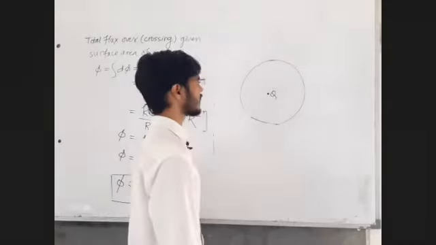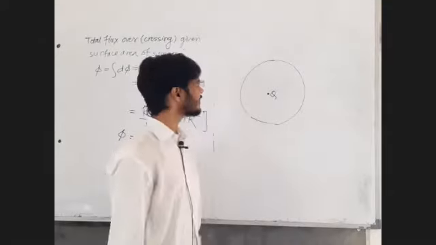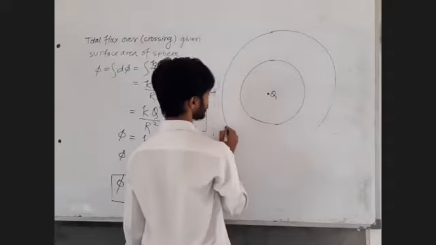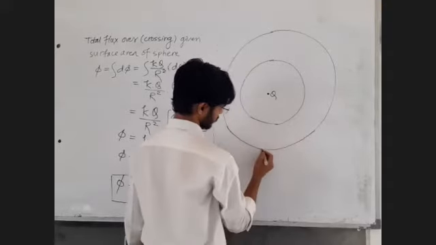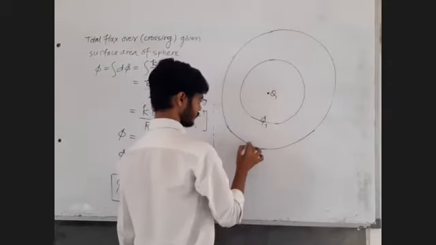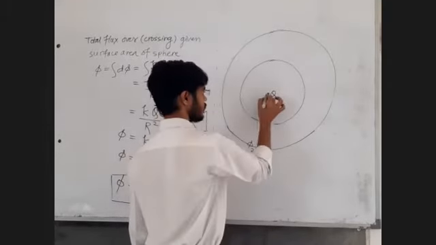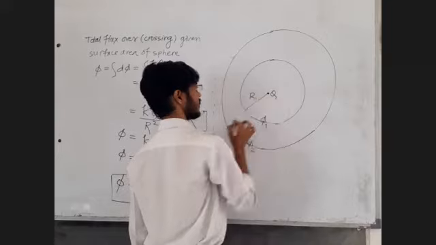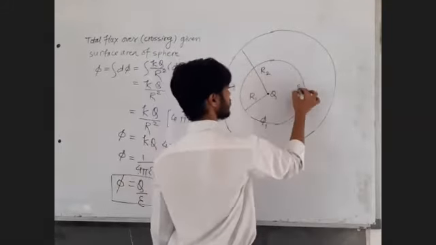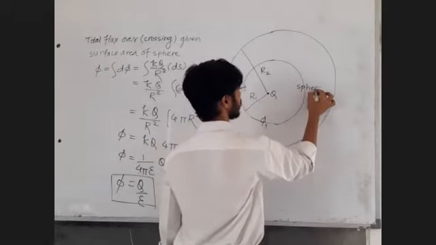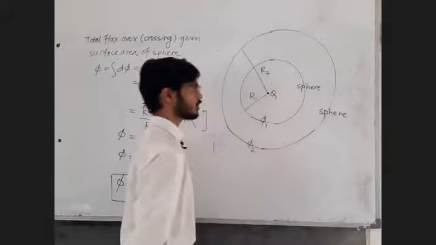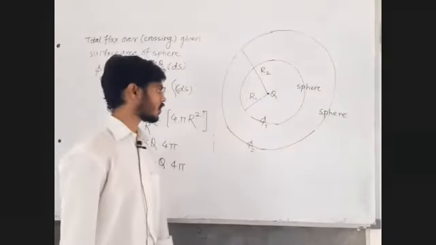Now let me take another closed surface, but a slightly bigger sphere. Now you people tell me, electric flux over this first surface is phi1, over this second surface is phi2, radius of the first sphere is r1, radius of second sphere is r2. This is a sphere, do not confuse it as a circle. This is also the sphere. Tell me, which flux will be more, phi1 or phi2?